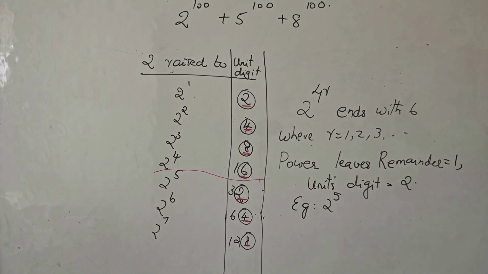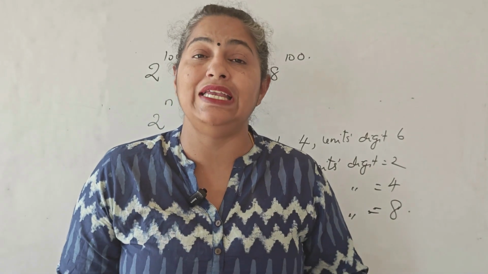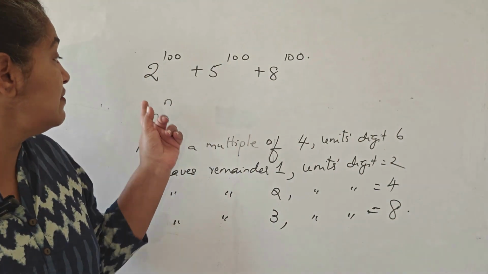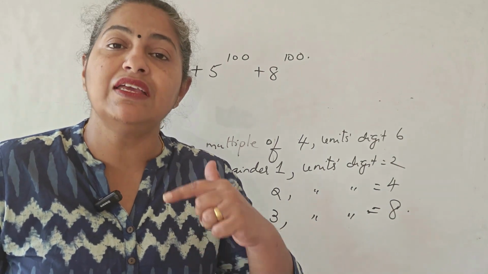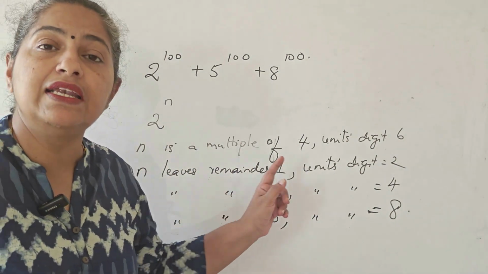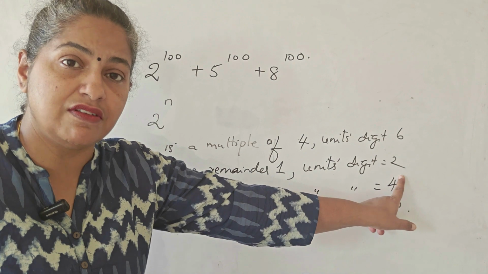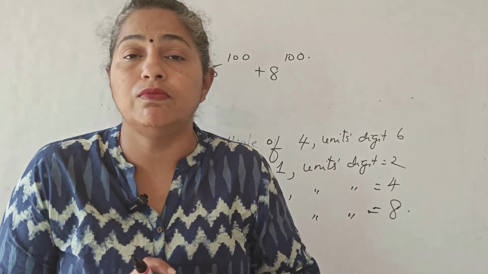If the power leaves a remainder of 2, the number ends with a 4. And if the power leaves a remainder of 3, then the number ends with an 8. So I have written down the basic points for finding the digit in the units place when 2 is raised to any value. You need to check if the power is divisible by 4. If the power is divisible by 4, the units digit is a 6. If the power is not divisible by 4 and it leaves a remainder of 1, the units digit is a 2, and 4 and 8 according to the conditions. Now you don't need to learn this by heart.